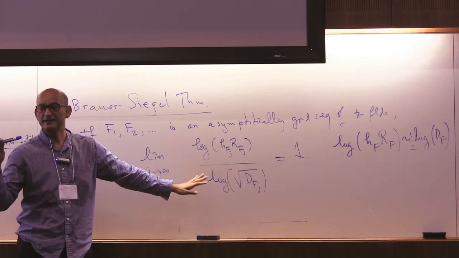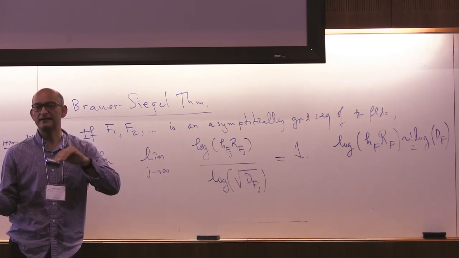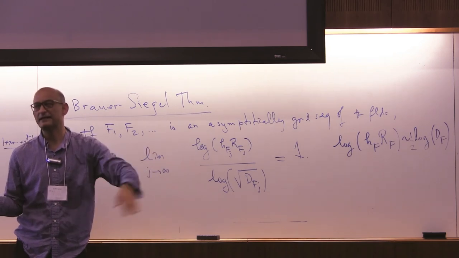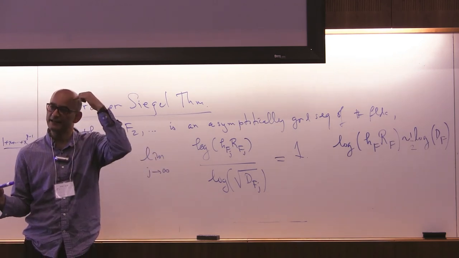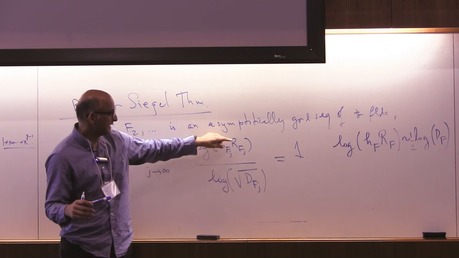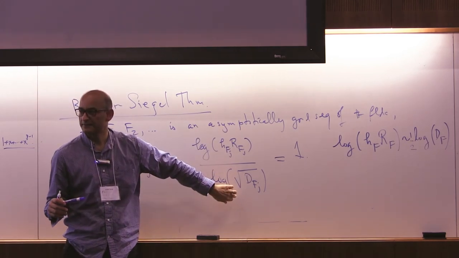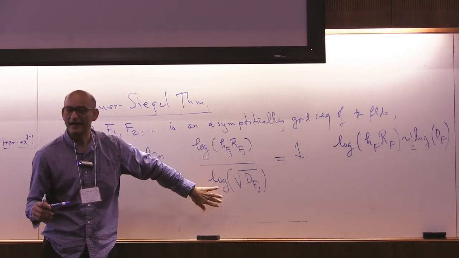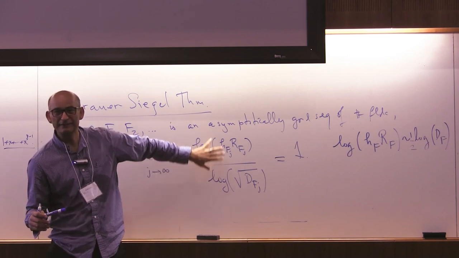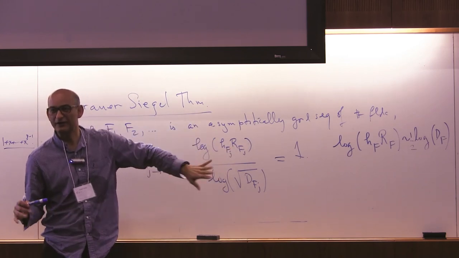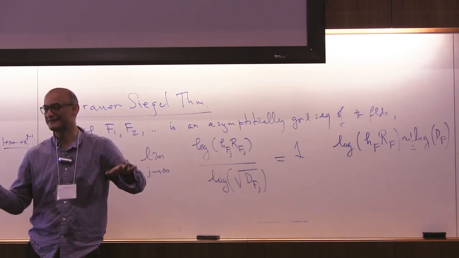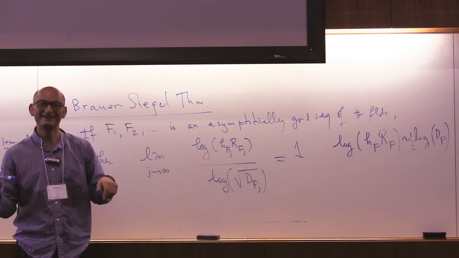And by the way, here's a classic error which I've made at least 17 times. I keep making it over and over again. I think in my head, class number times regulator is about the size of the square root of the discriminant. How wrong is that? If the logs of two things are close, that does not mean that the two things are close. Right? Okay.